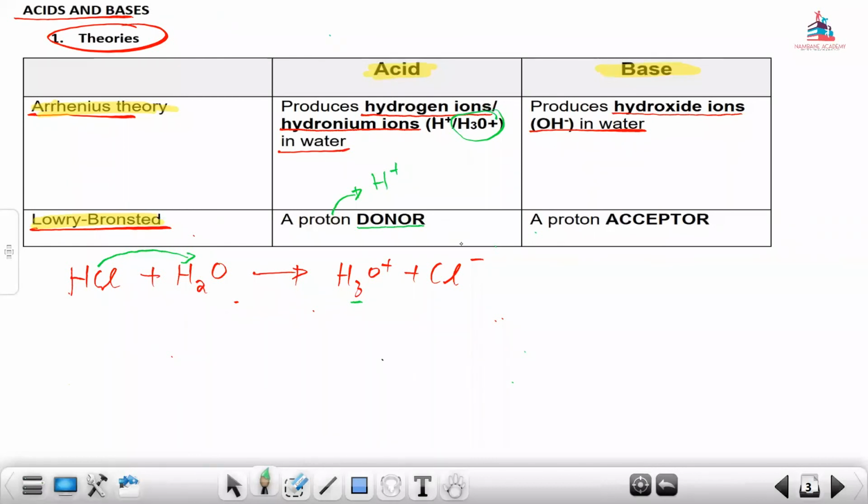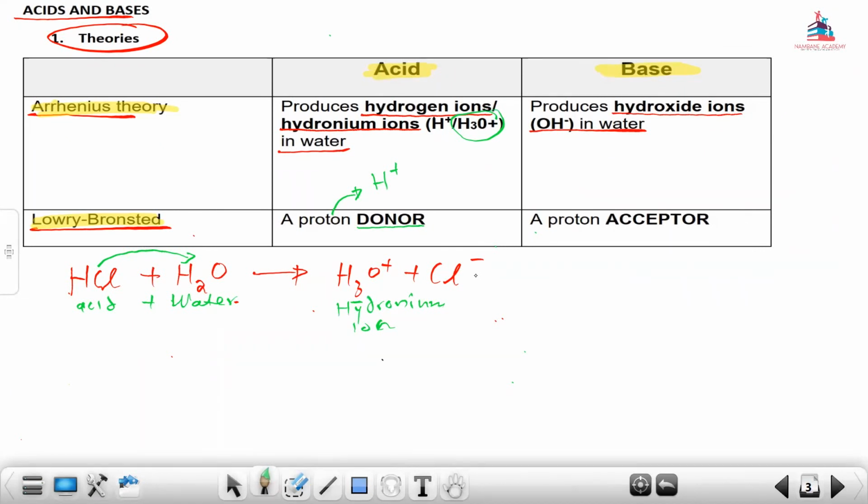Arrhenius says again, I'm repeating this now for the fourth time. An acid is a substance that produces hydrogen ions or hydronium ions, that means H3O+ in water. So the example reaction that I wrote says HCl as my acid dissolves or reacts with water to form the hydronium ion and Cl-.